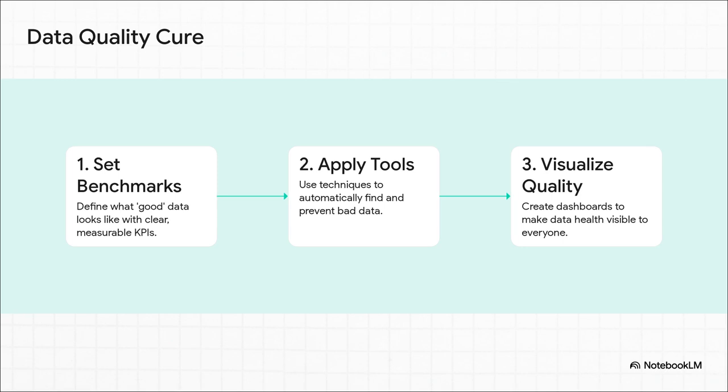It's pretty straightforward. First, you have to define what good even looks like. You set the rules. Second, you use tools and techniques to automatically enforce those rules. And third, you make the quality of the data visible to everybody so there's real accountability. Let's dig into each of those.